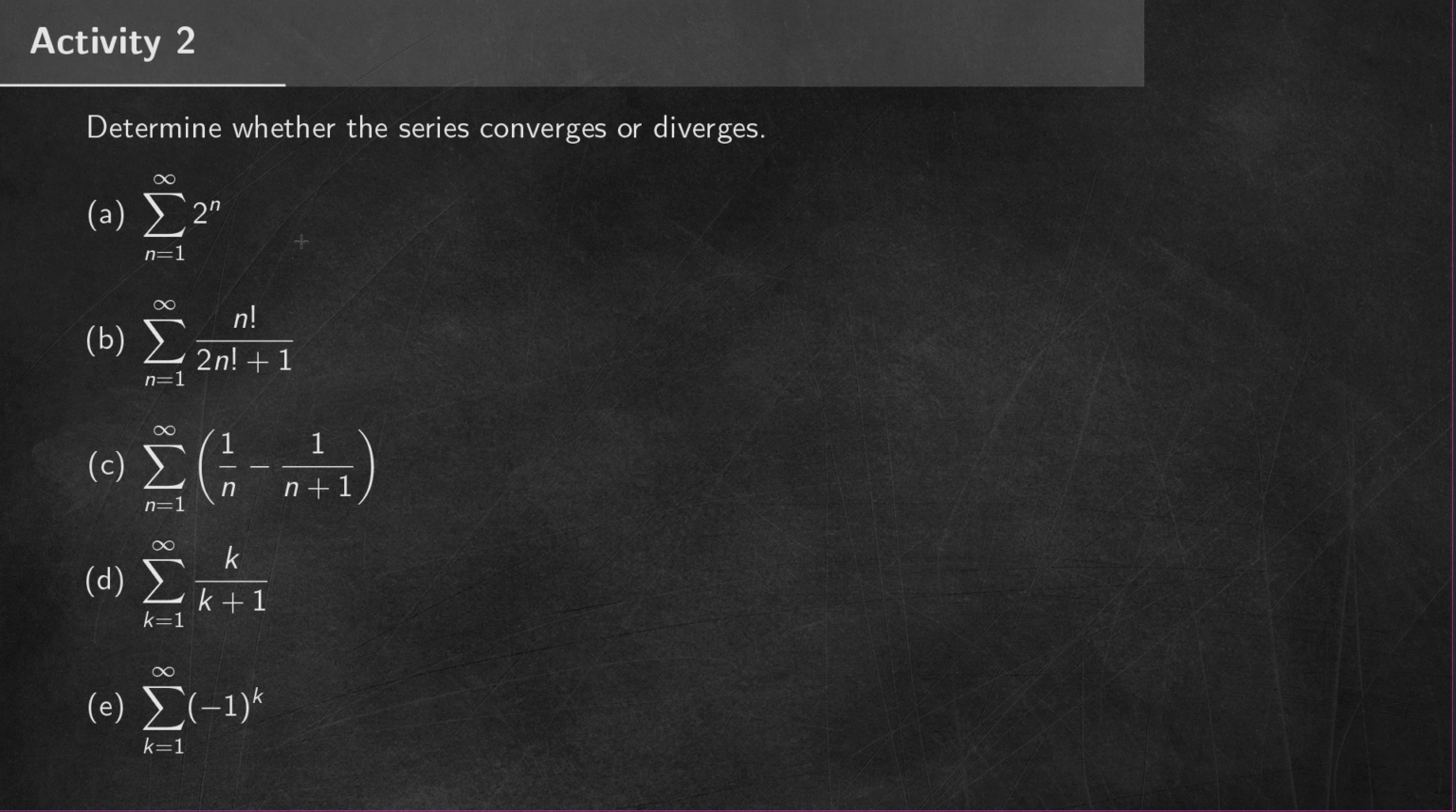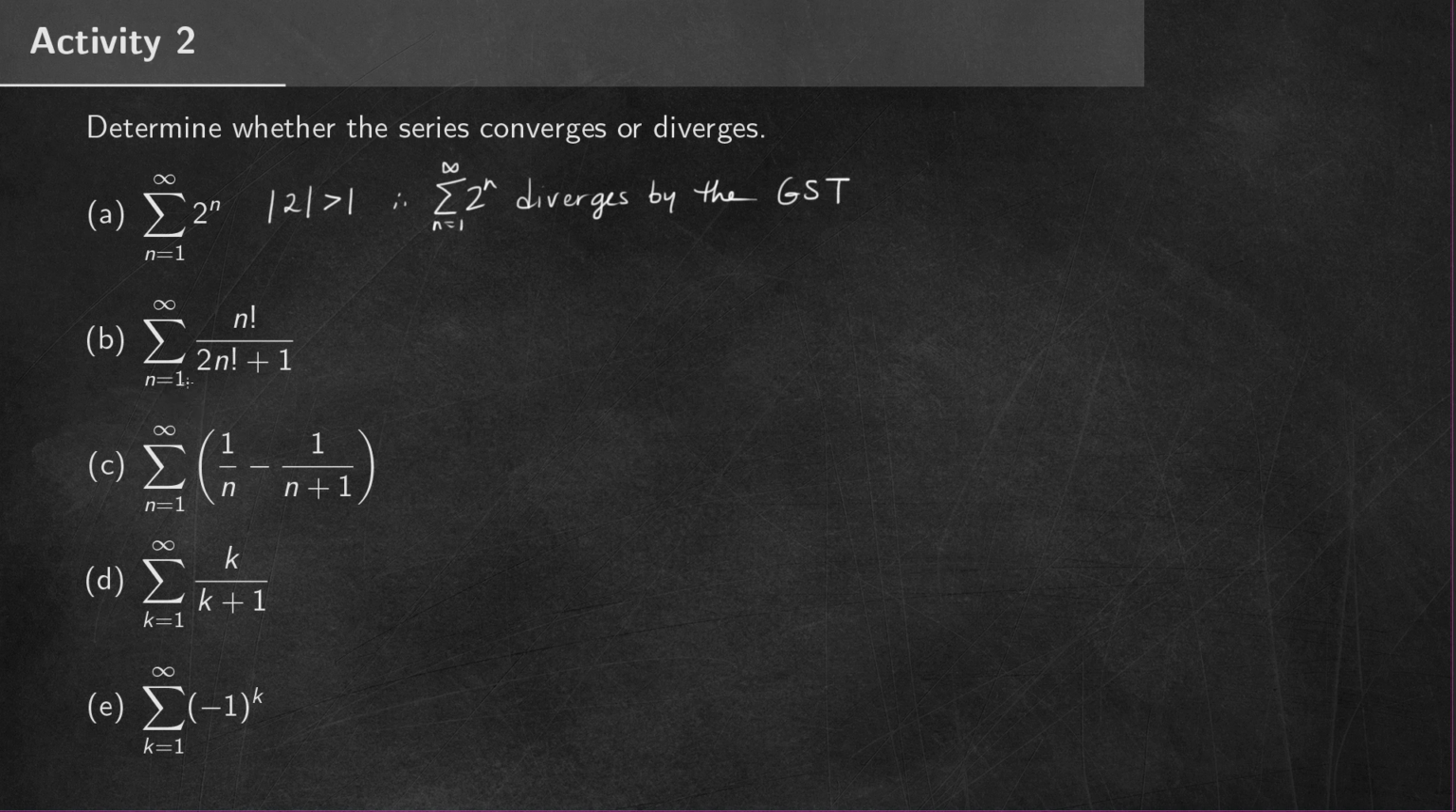I can use the geometric series test by looking at the value of r, that common ratio. In this case, r is 2. The absolute value of r is greater than 1. So since the absolute value of 2 is greater than 1, therefore my series diverges by the geometric series test.